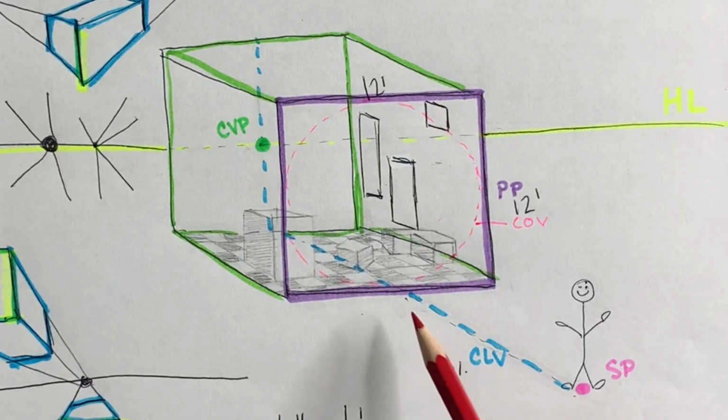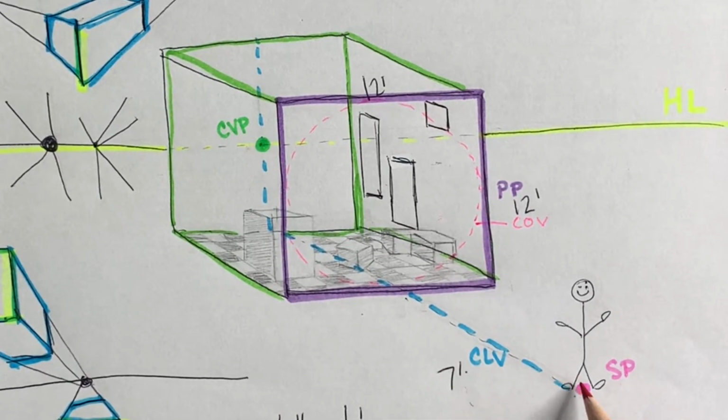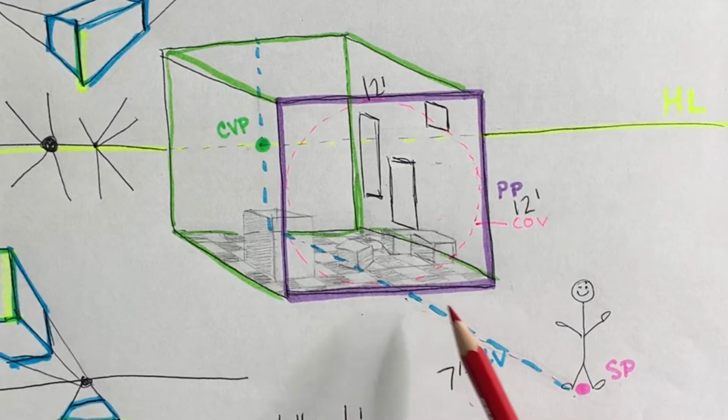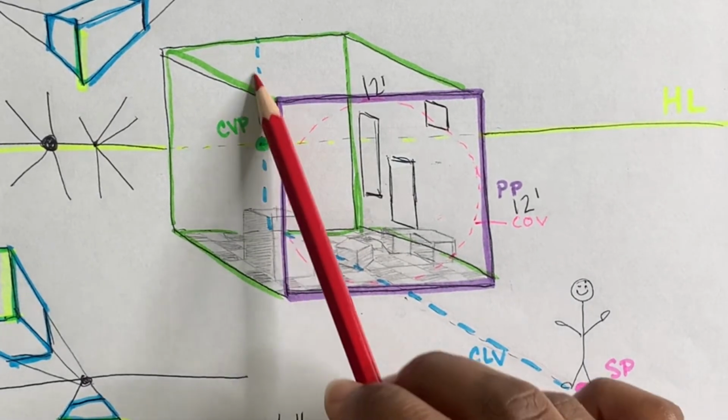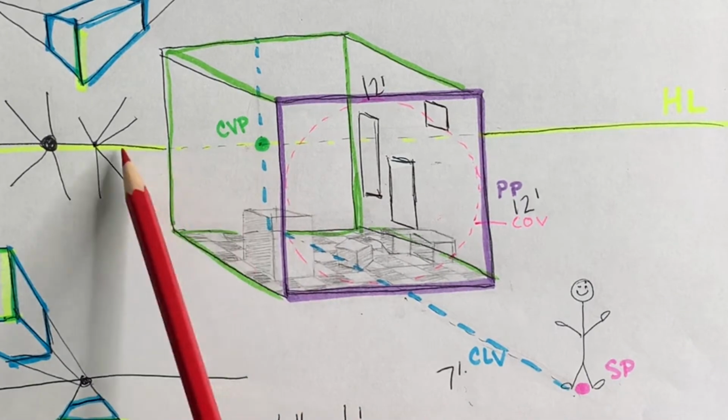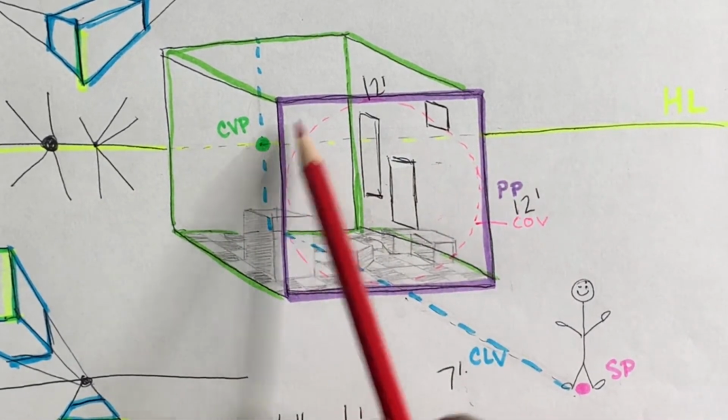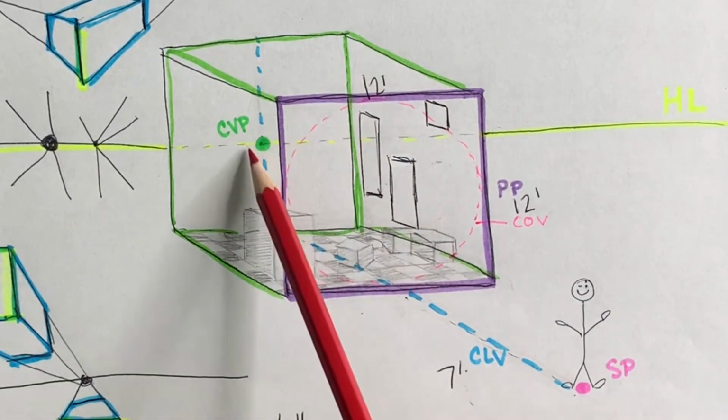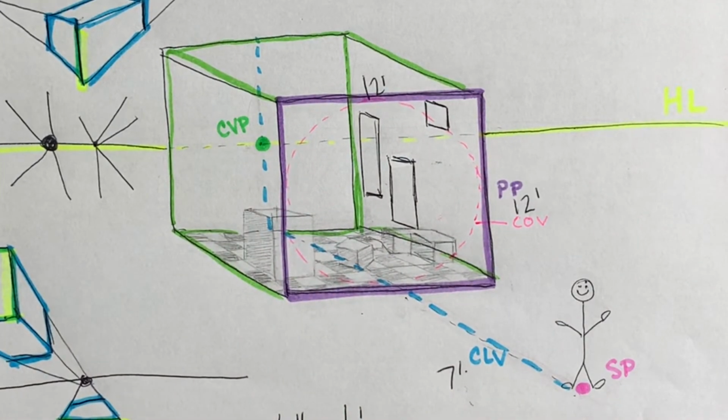If I'm standing in the center, 7 feet away, this is my central line of vision. And this continues all the way through to the VP. Now remember, if our horizon line is here, the center of this back wall, which is here, is right there. That's our central vanishing point.